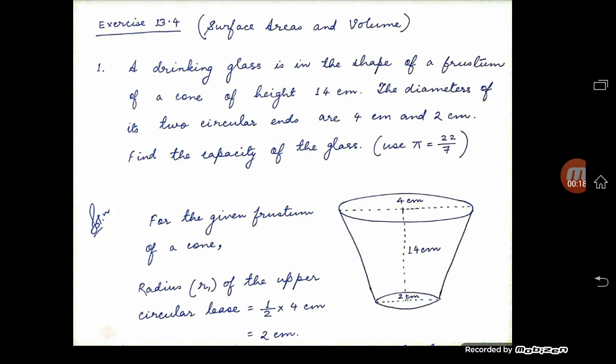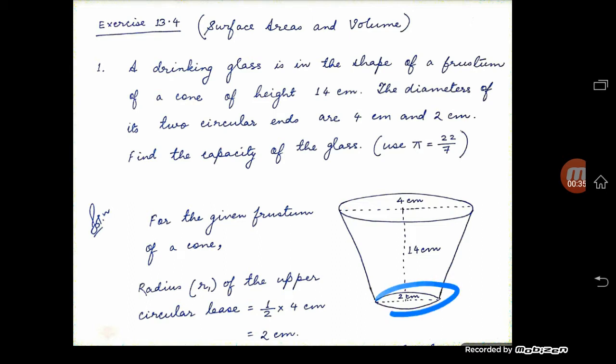Surface areas and volumes. So let us proceed to the first question. The first question we have: a drinking glass is given. It is in the shape of a frustum of a cone. That means this is a drinking glass and it is in the shape of a frustum of a cone.